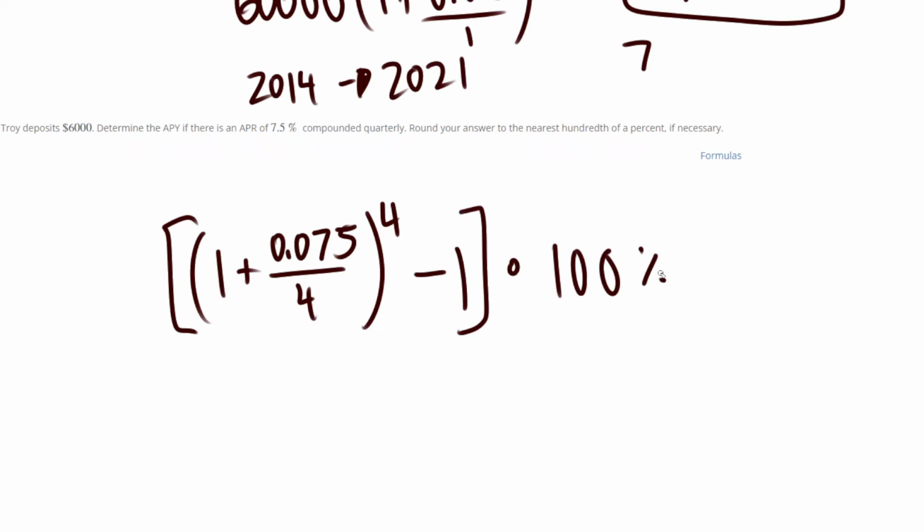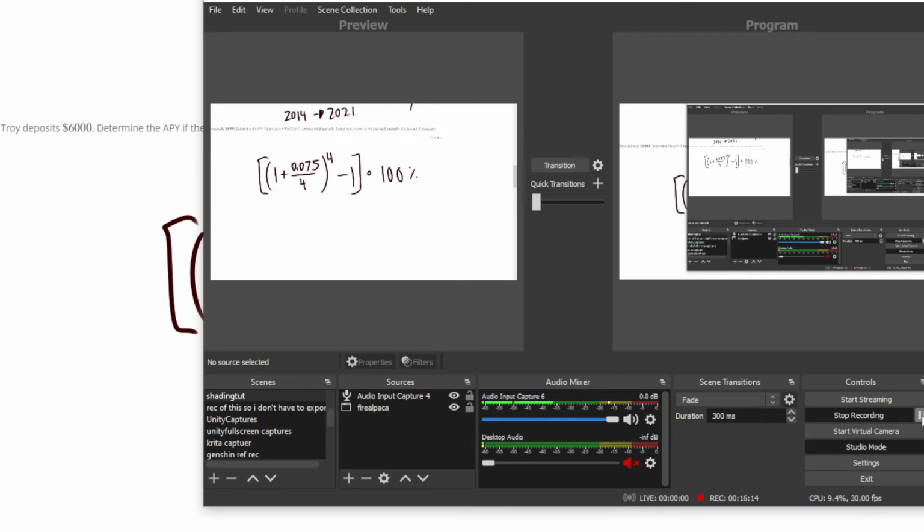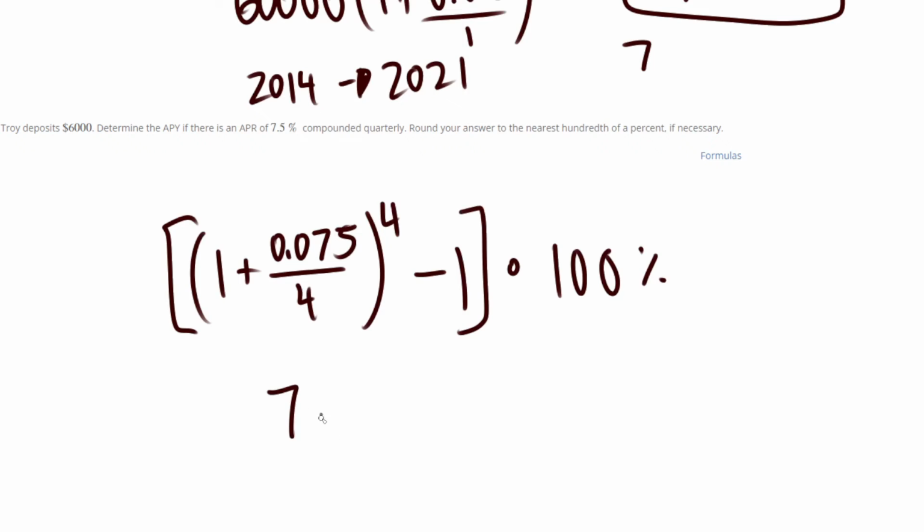And we'll keep the percent just to let you know. Let me do that really quick. I get 7.71%. Oh, nope, sorry. Oh, yes, correct. 7.71%.